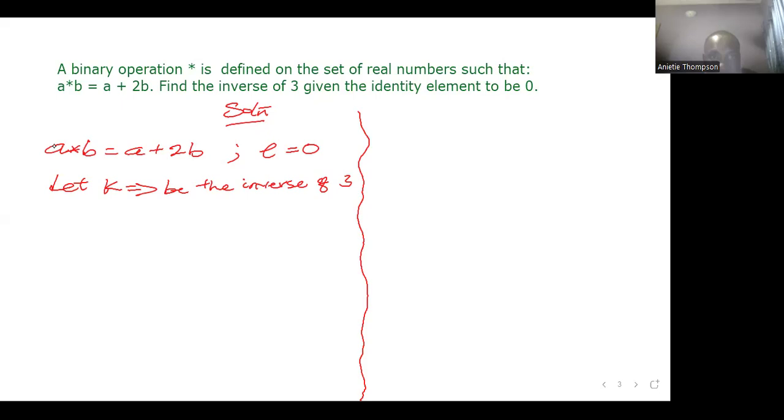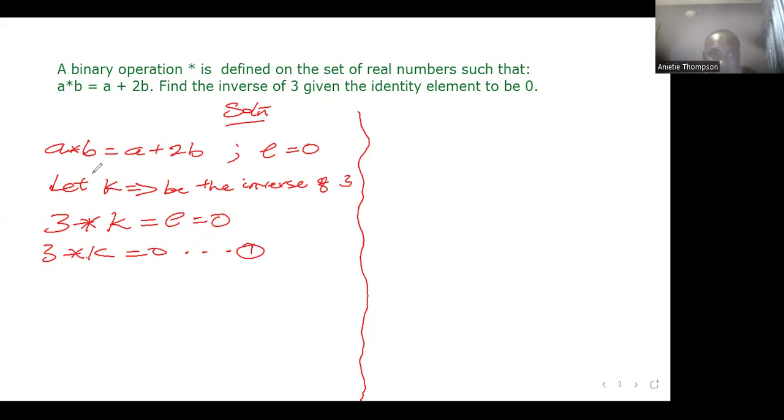I want to believe you still remember that definition. The rule says that if two elements can give an identity element, then one of those elements is the inverse of the other element, as I explained earlier. So if K is the inverse of 3, then 3 asterisk K must be equal to the identity element. And since the identity element in this case is equal to 0, then 3 asterisk K must be equal to 0. If you like, you can put that as equation 1.